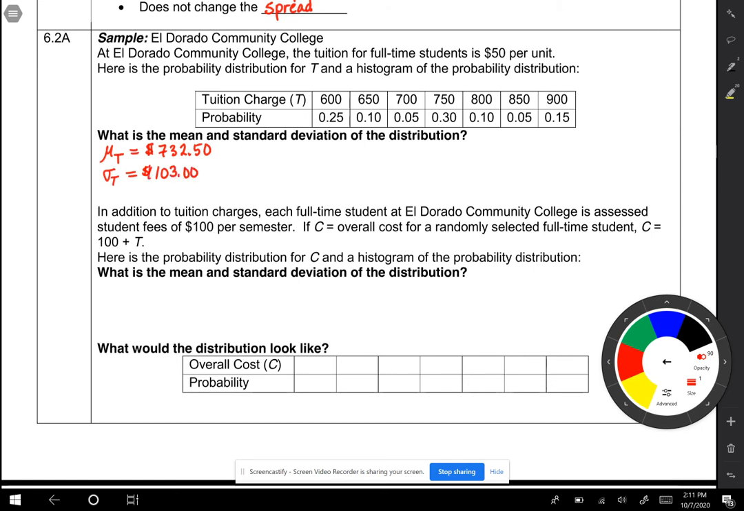In addition to tuition charges, here's the transformation. Each full-time student at El Dorado Community College is assessed student fees of $100 per semester. So lab fees, parking fees, whatever. If C is the overall cost for a randomly selected full-time student, then C is equal to $100 plus the tuition, because the student fees are in addition to the tuition. Here is the probability distribution for C, no histogram again. What is the mean and standard deviation of the distribution?